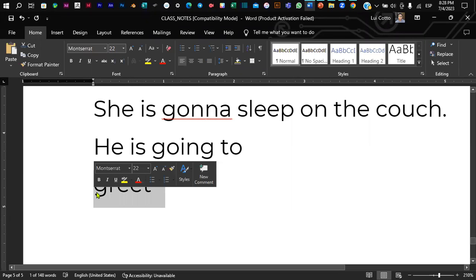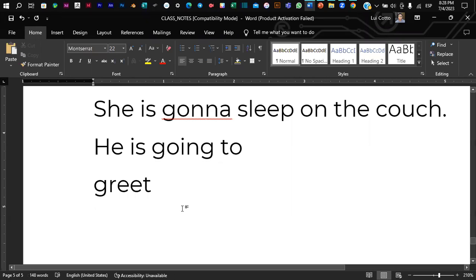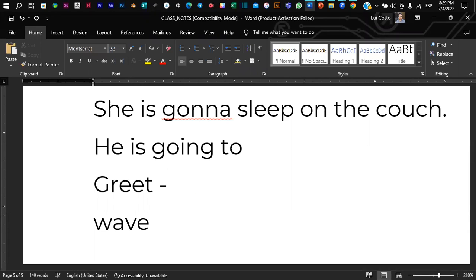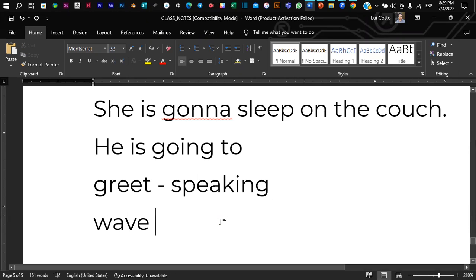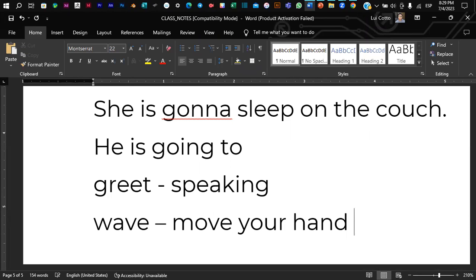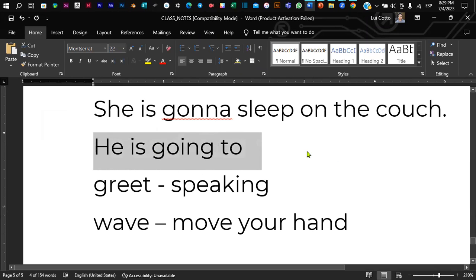You can, but greet is when you say it. Greet es cuando usted lo dice, pero cuando hace esto, when you do this, is wave. Wave. This is speaking. Esto es cuando habla. And this is when you move your hand. Wave. Okay, complete it. He is move your hand. The verb, the verb.